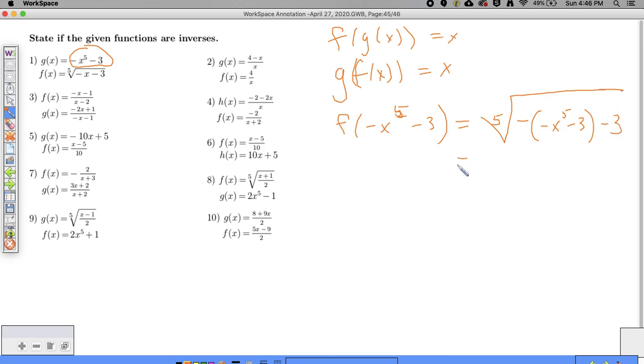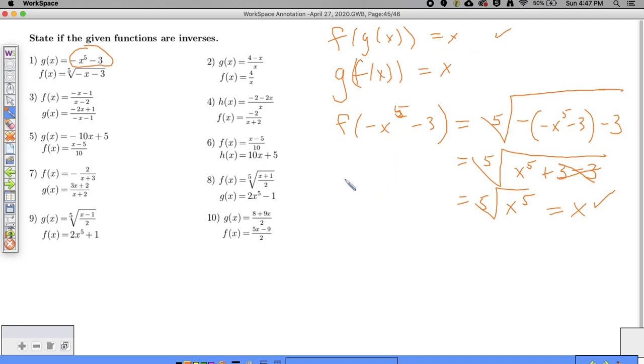Now we distribute that negative sign through, and these become x to the fifth, and that's a negative, that becomes plus 3, minus 3, and magically, the 3's disappear, and you wind up with the fifth root of x to the fifth, which is x. So that one works. So f of g of x works.